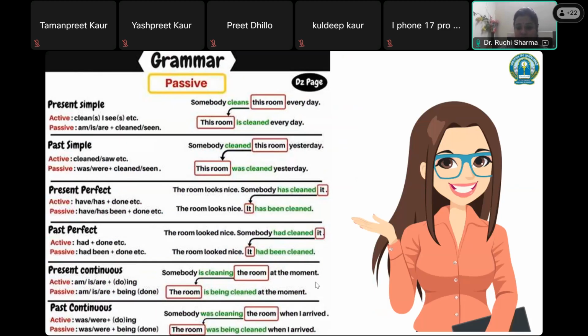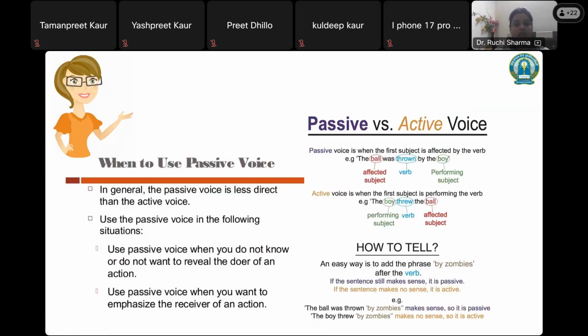So next that we have is, okay, so when to use passive voice? In general, passive voice is less direct than active voice. So whenever you're writing in a newspaper or some other places, it is suggested that you use active voice. In conversation, it's easy for you to comprehend when you are using active voice, but passive voice is used when you do not know or you don't want to reveal who is the doer of the action, when you want to focus on the receiver of the action more than the doer. Okay.